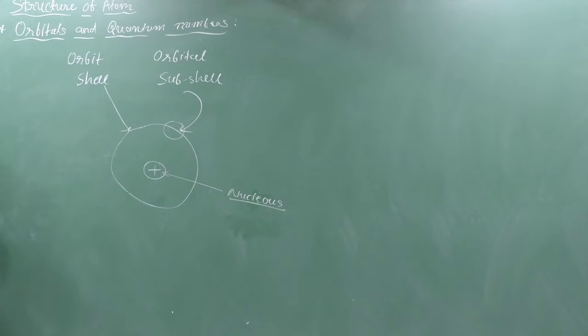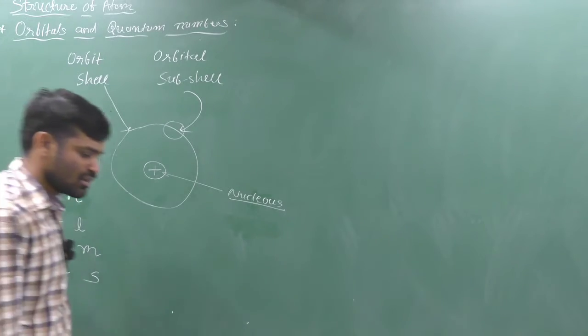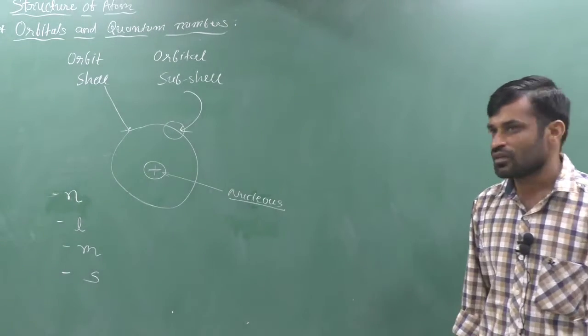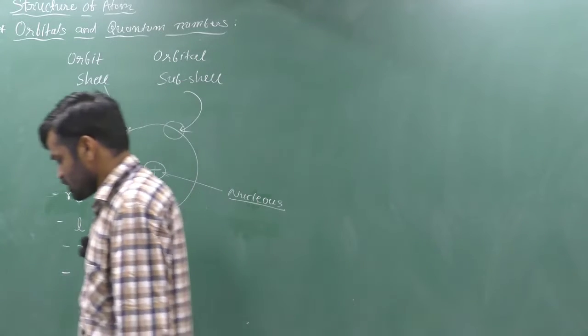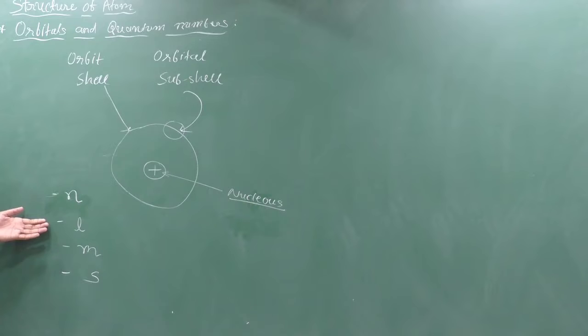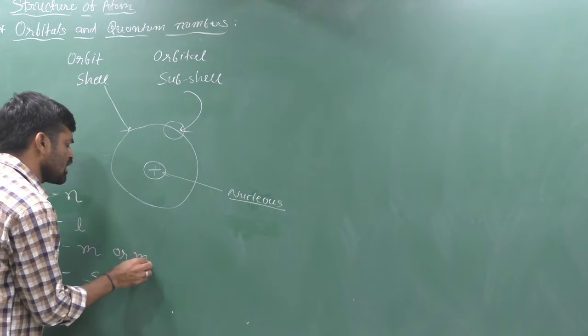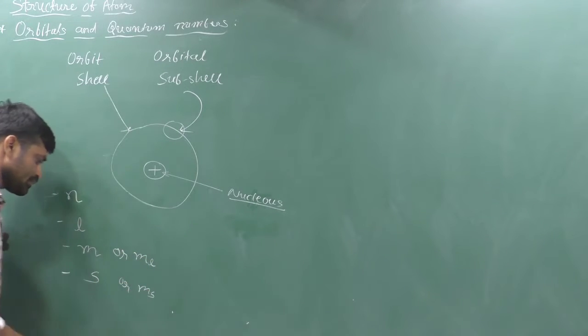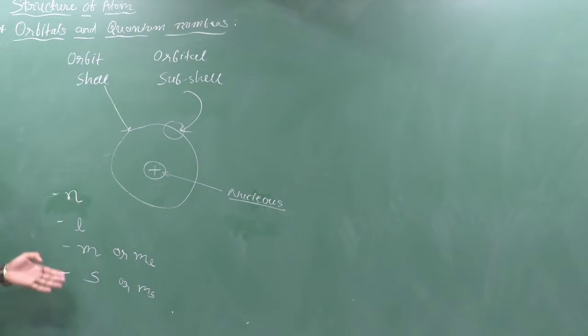If we want to find the exact position, exact energy, exact place, exact size of the electrons or of the orbital, then we define four quantum numbers: principal quantum number n, azimuthal quantum number l, magnetic quantum number m, and spin quantum number s. There are four quantum numbers which we use to label the orbitals or label the electron in orbitals. First quantum number is n, principal quantum number. Second is l, azimuthal quantum number. Third is m, magnetic quantum number, and in some books it is also written as ml or ms. It is the magnetic quantum number and the spin quantum number.